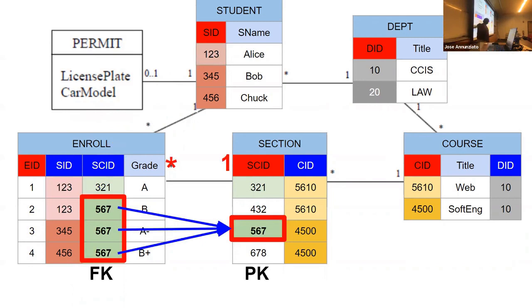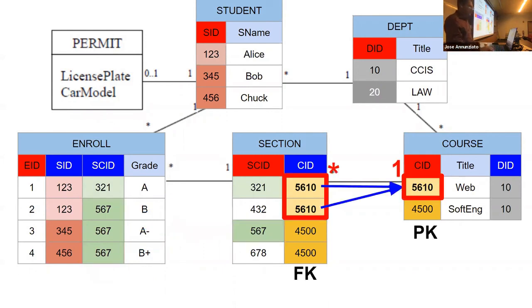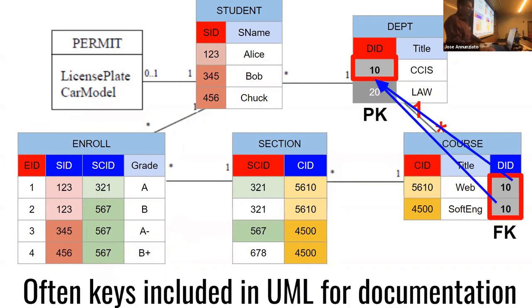We have these three different students: 1, 2, 3, and 3, 4, 5, and 4, 5, 6. Alice, Bob, and Chuck are all enrolled in the same section, 4, 5, 6, 7, which is 4500. So we have Alice in two different sections, and we have three students in the same section. This is capturing all of that, and then referencing the 5610, and then this referencing the department. Yes, they're all in the computer science department.